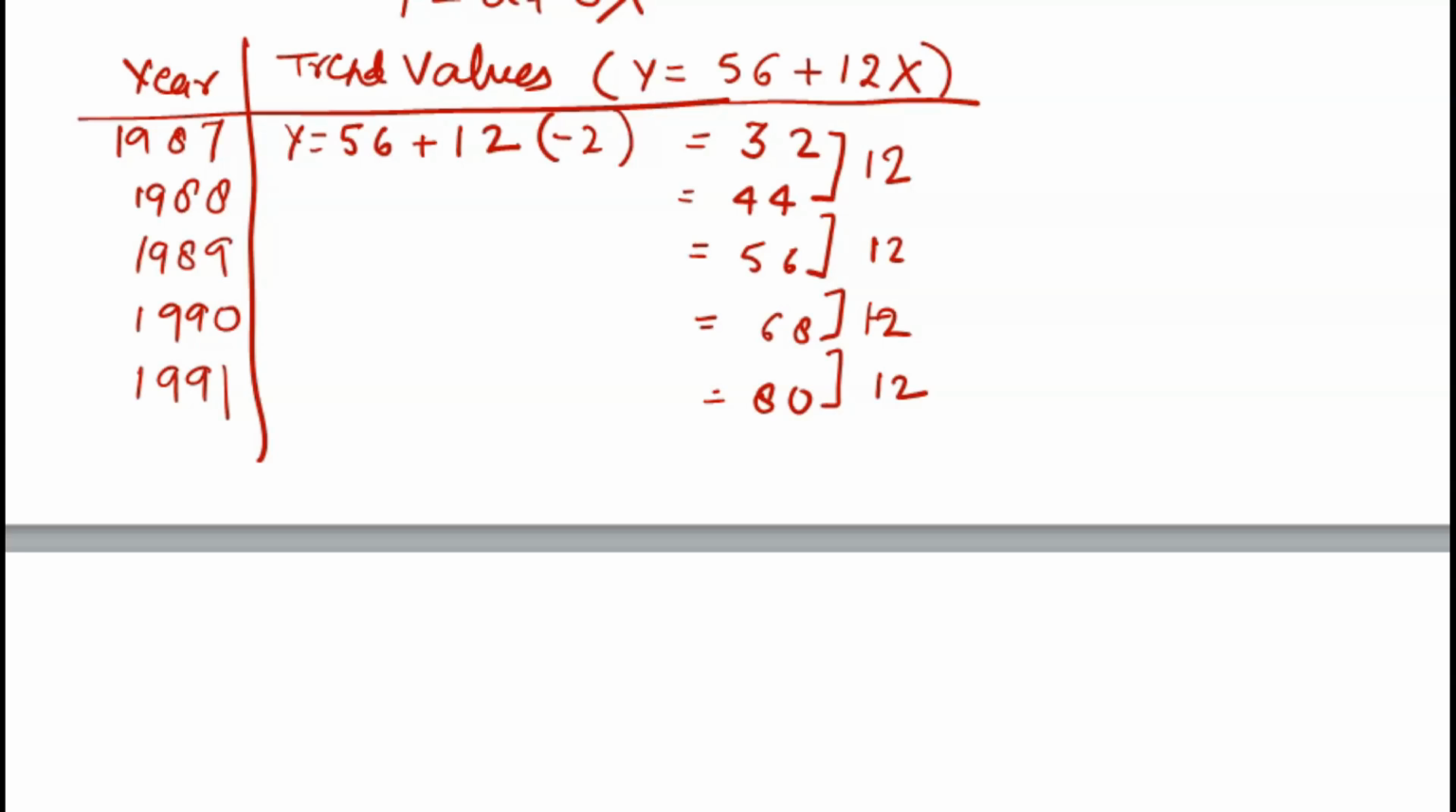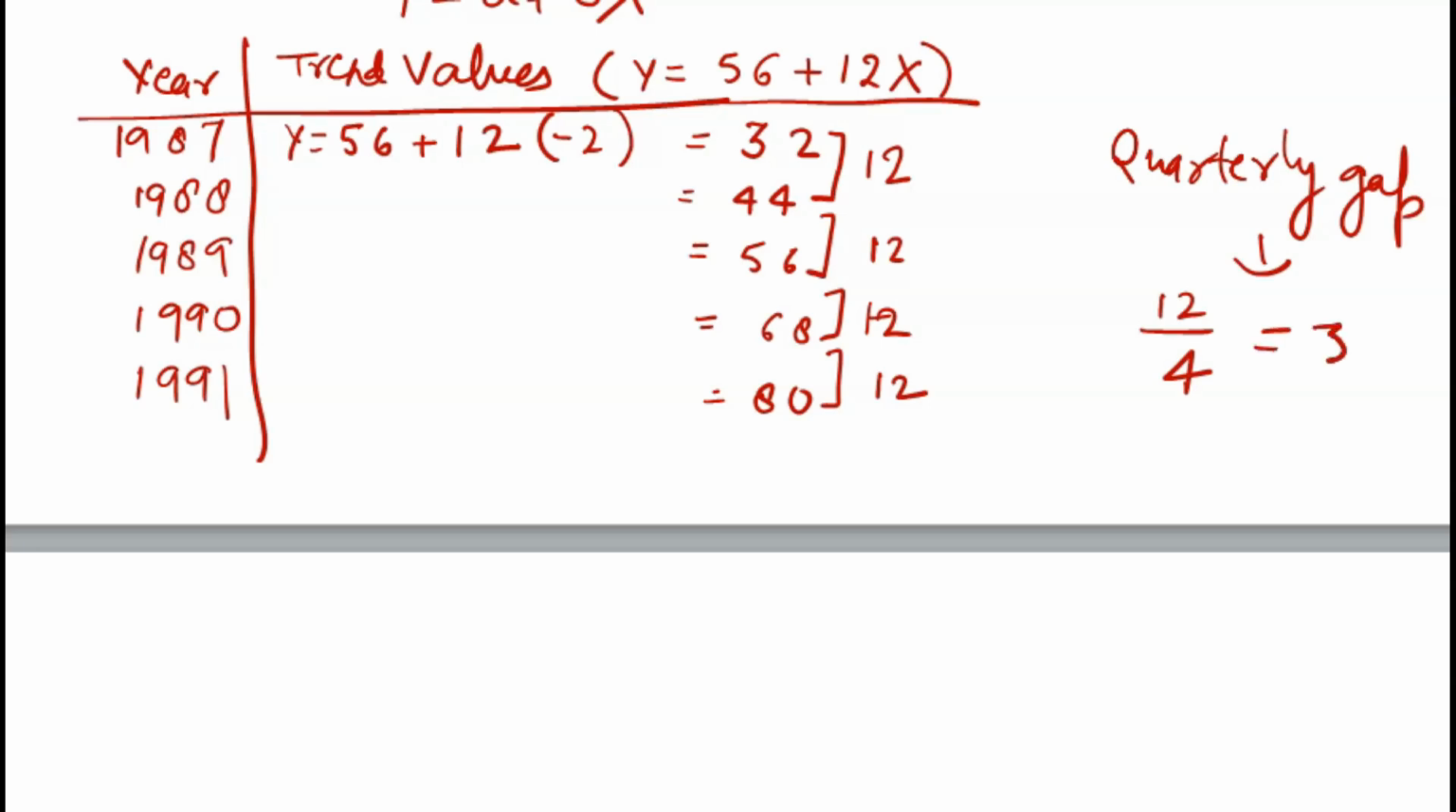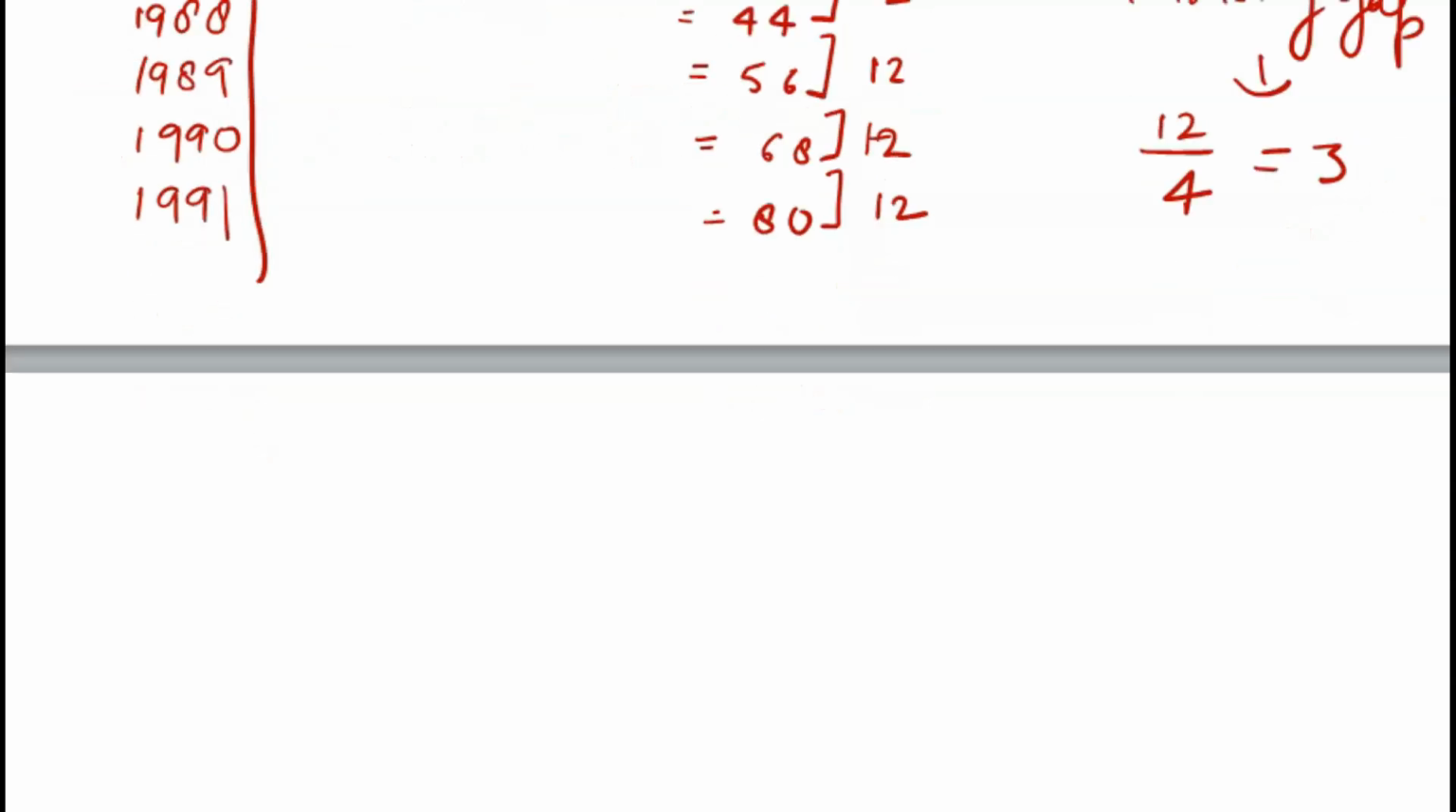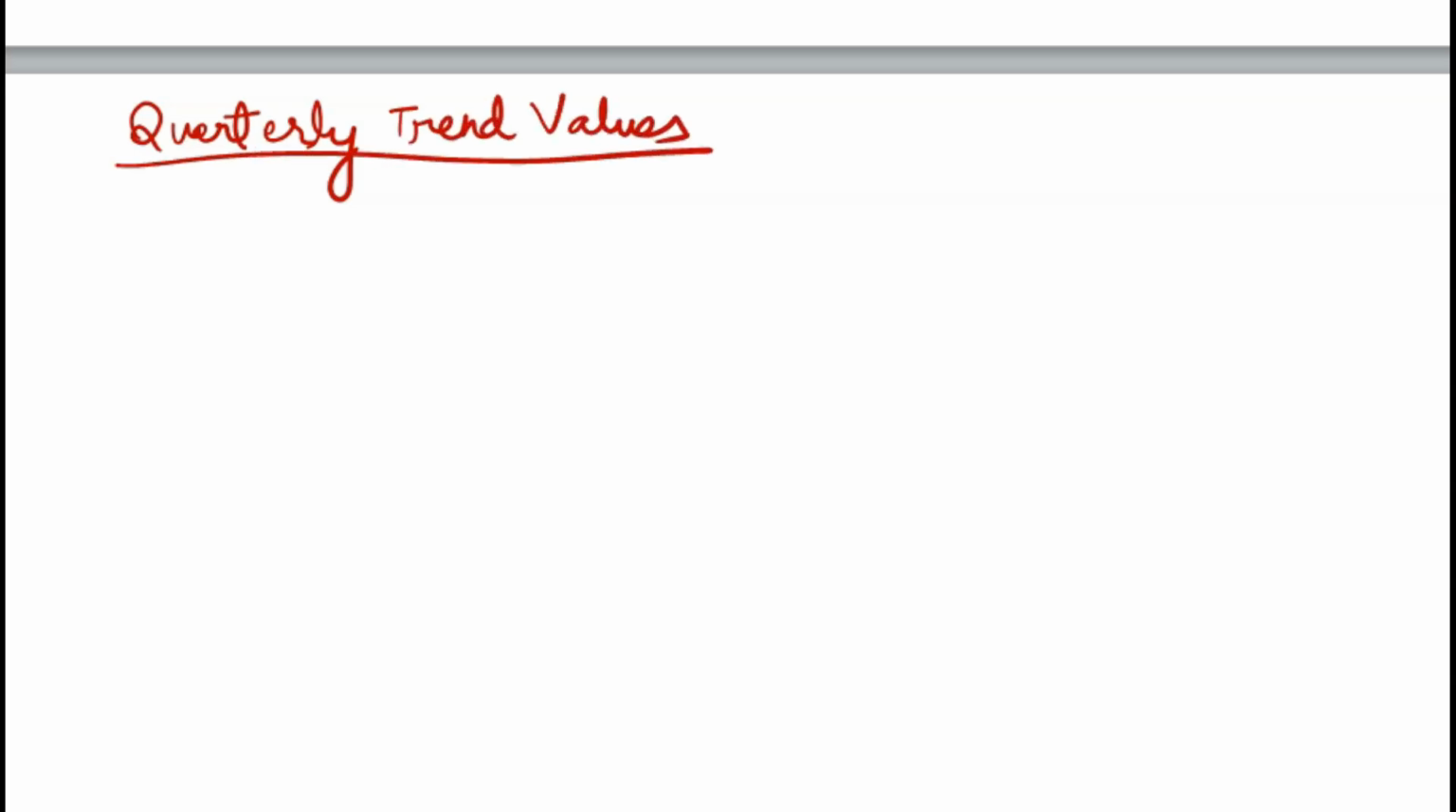For quarterly trend values, what we will do, the yearly gap is 12. So the quarterly gap will be 12 by 4. 4 quarters are there each year, so 3. Quarterly gap will be 3. I'll tell you first. So now we need to find out quarterly trend values.